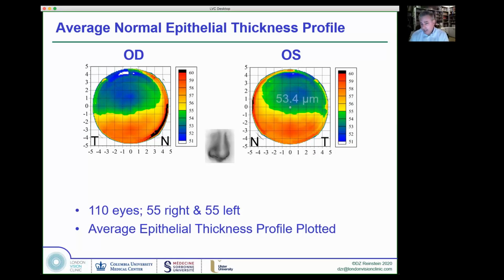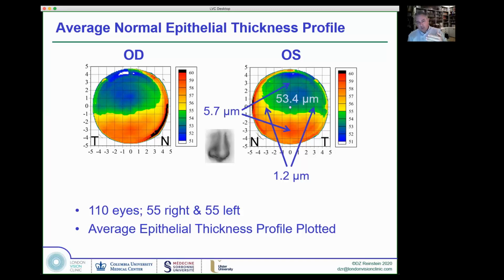And I found that, yes, the center of the epithelium was about 50 microns, but all the textbooks at the time said that there was 50 microns everywhere. What we found was that, in fact, it was only 50 microns in the center, and that there was a superior to inferior difference of about 6 microns, and a nasal to temporal difference of about a micron. And is this relevant? Well, I'm going to show you why. We were able to measure the epithelium with 1 micron precision, so we were able to very sensitively describe this profile.